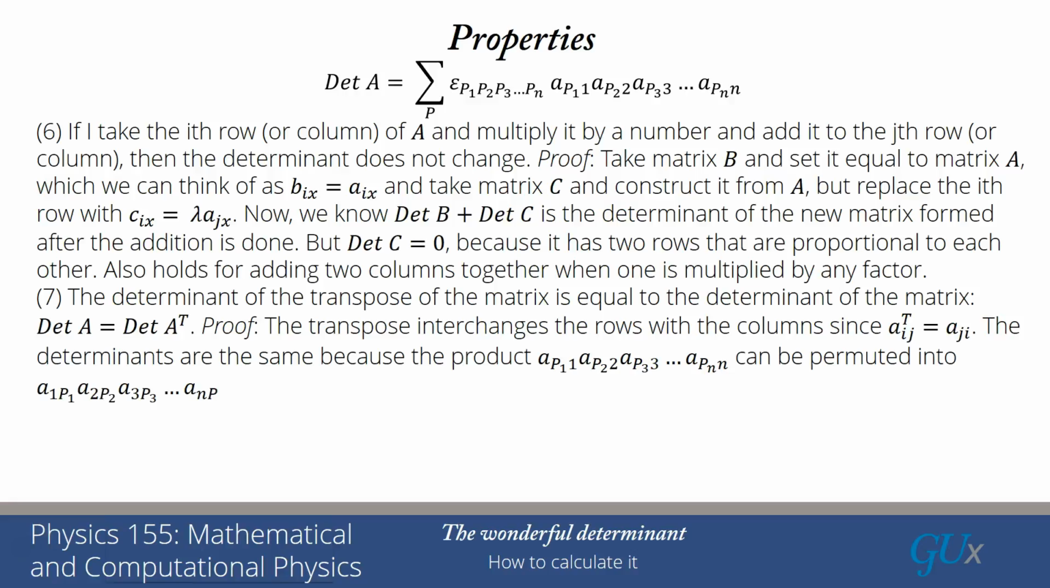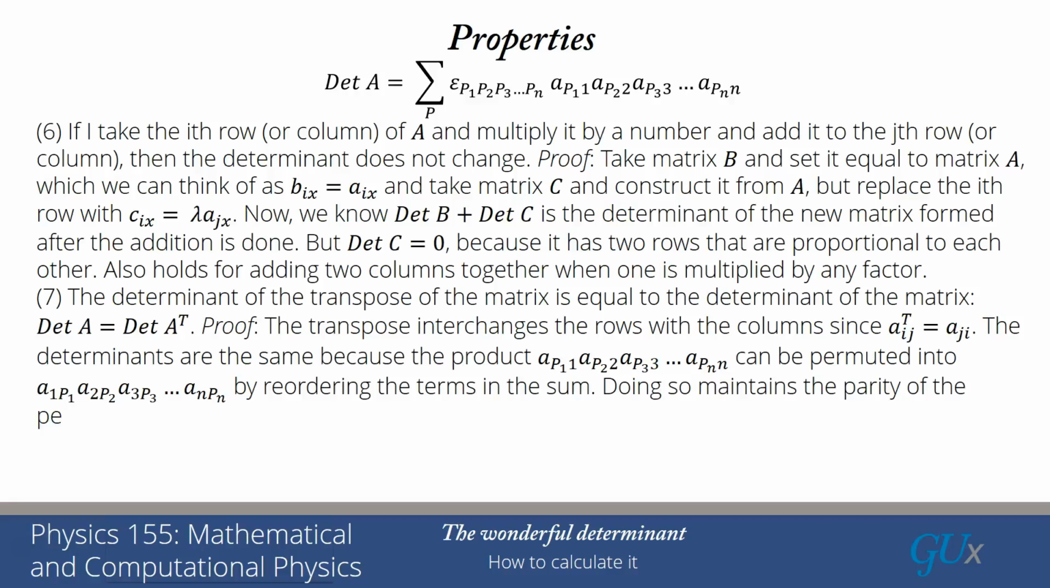Now, it turns out the determinants are the same because we can always rearrange a product A_{p1,1} A_{p2,2} A_{p3,3}, etc. into A_{1,p1} A_{2,p2} A_{3,p3}, etc. by reordering the terms in that summation. And the one thing that you have to check is how does the parity of that permutation change? And it turns out that it doesn't. The parity of the permutation remains the same when I do this interchange, and so the determinant remains the same.